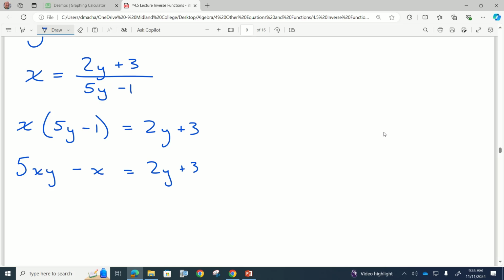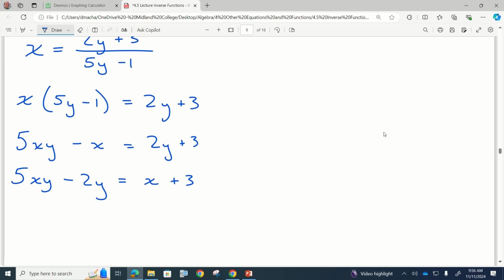Now, I want to collect all of the terms that have a y on the left side of the equation, and all of the terms that don't have a y, I want to put those on the right side of the equation. So 5xy gets to stay on the left, and I also want to move 2y over to the left side of the equation, so I subtract 2y from both sides. I want to move the x over to the right side, because that term doesn't have y. So I add x to both sides, and then I add 3. Or yeah, the plus 3 stays there.